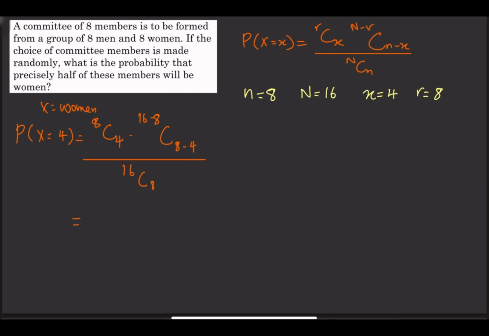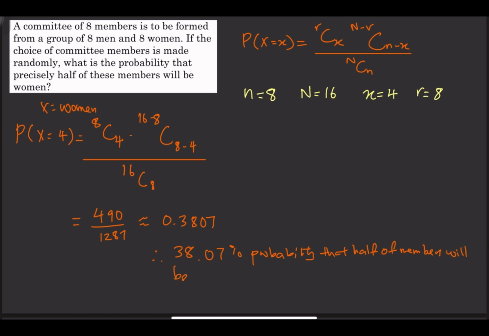And then all you have to do is input that into the calculator, and you will get 490 over 1287, which is approximately equal to 0.3807. That means there is a 38.07% probability that half of the members will be women.